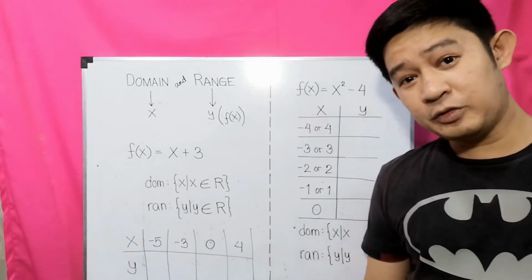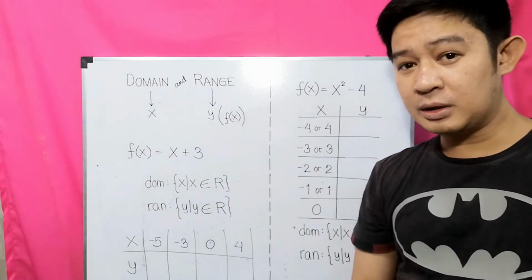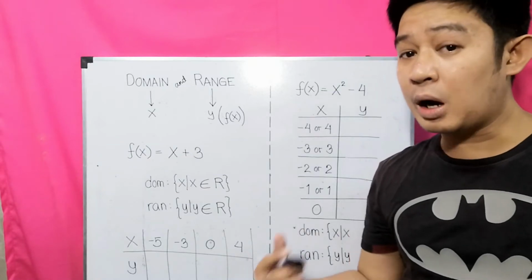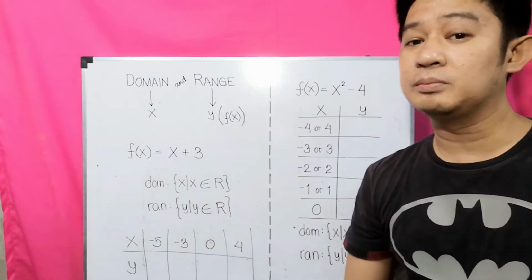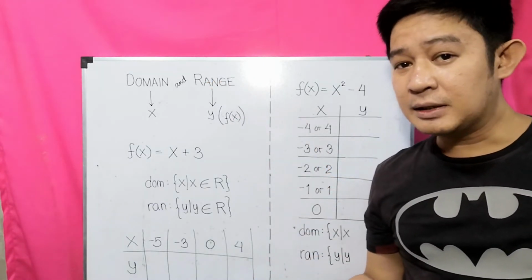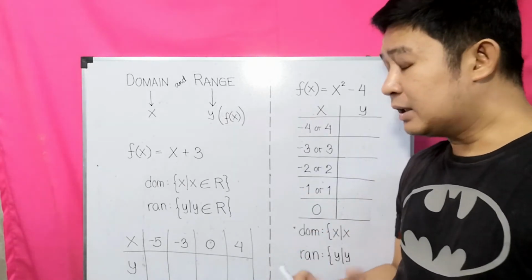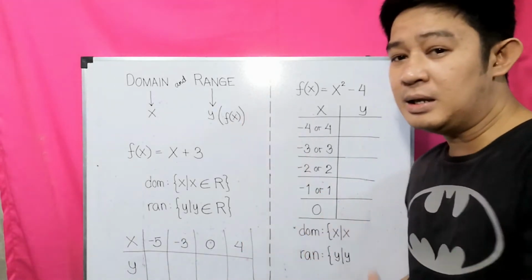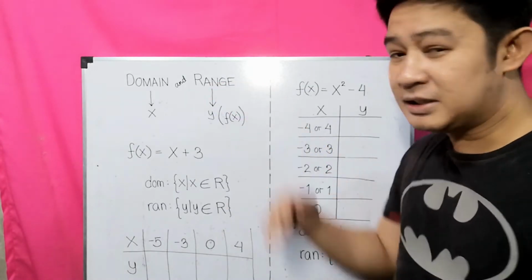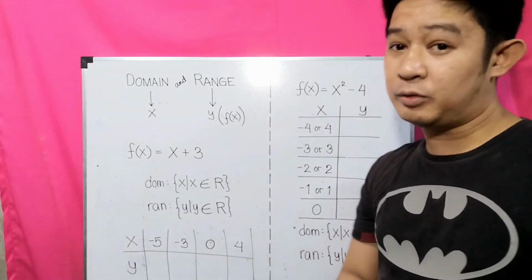So let us first define domain and range. When we say domain of a function, it is actually the set of all numbers or values allowable for our x for our given function. And when we say range, this is the set of all numbers that is allowable for our y or the f of x. Or we can also say that since our y is our dependent variable, range is the set of all possible values for our y or f of x.